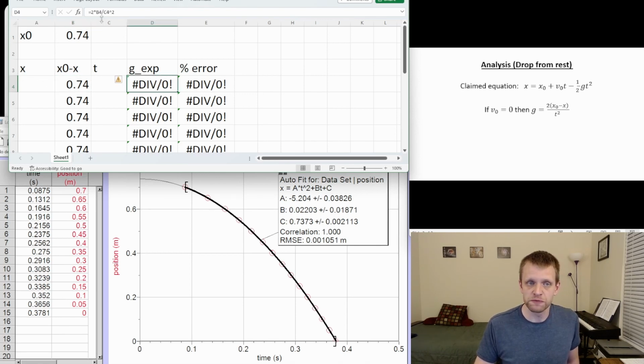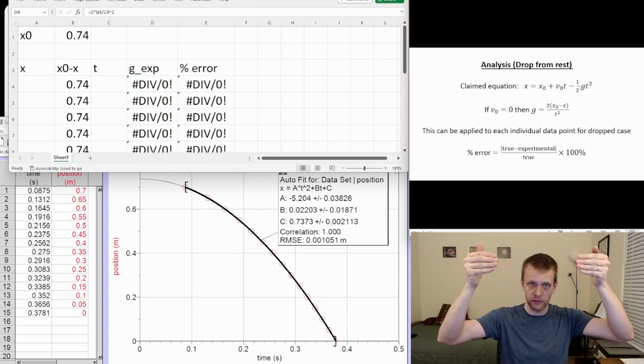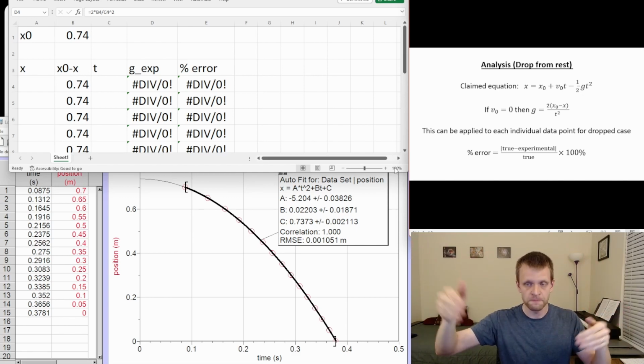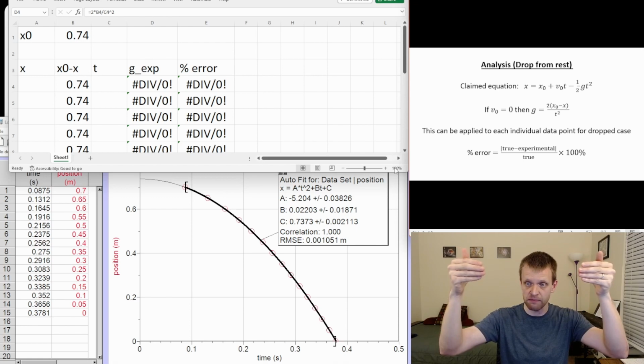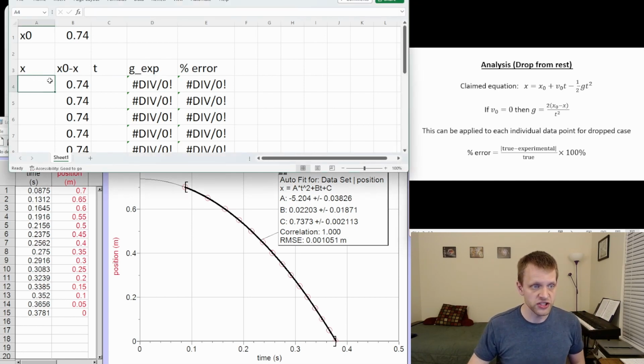And then our experimental value for g, just using this equation, is going to be 2 times this cell divided by my time squared. So we're literally doing a change in position, how much the position has changed, times 2. Again, 2 doesn't have any units associated with it. But we have that change in position in meters divided by the time that that takes in seconds squared. We are squaring that value. So let's see what we get.